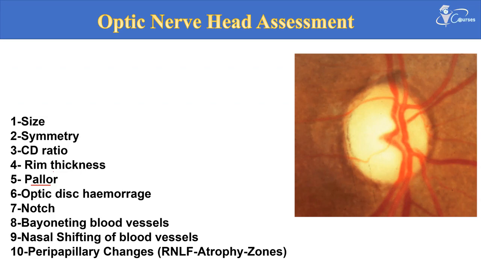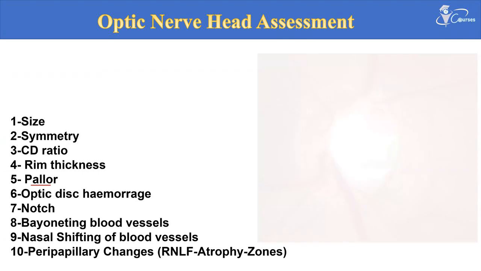The reverse will happen with the neurological. So if a patient has more pallor than cupping, then it will be a neurological optic disc. So it is a matter of comparison of which is more extensive. Pallor here is a very important sign to differentiate between glaucomatous and neurological.